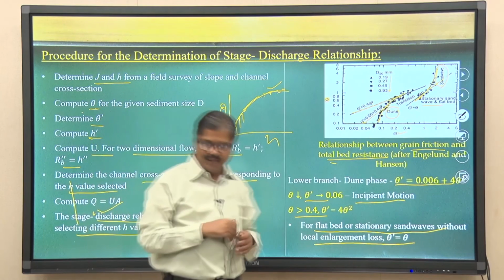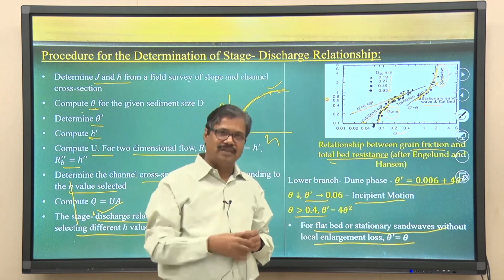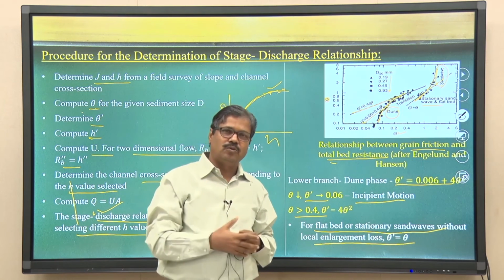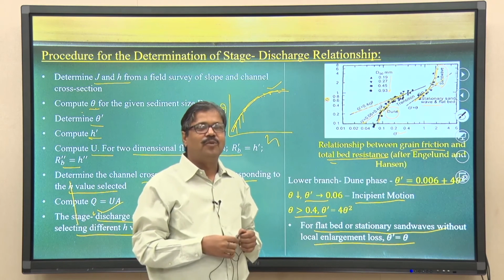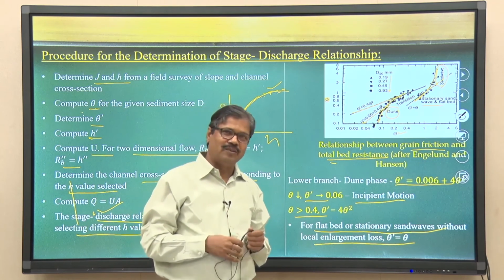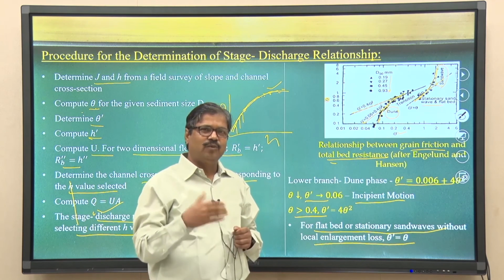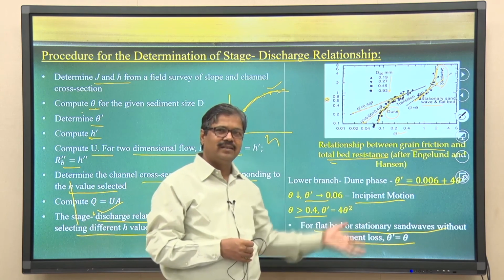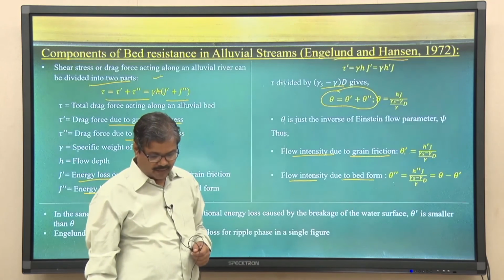So, this is another way. If you have cross section data and the slopes, that is the biggest issue, the energy slope. If you have the energy slope data and the flow depth data accurately, we can establish the discharge using this relationship. It is quite interesting for us.